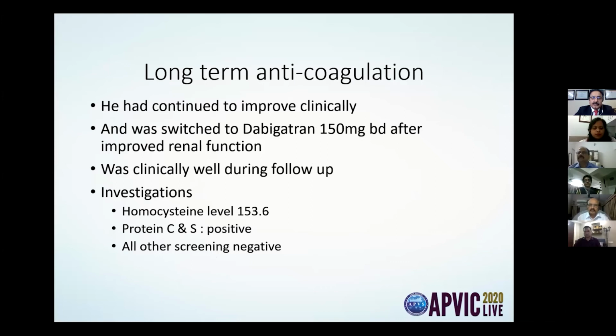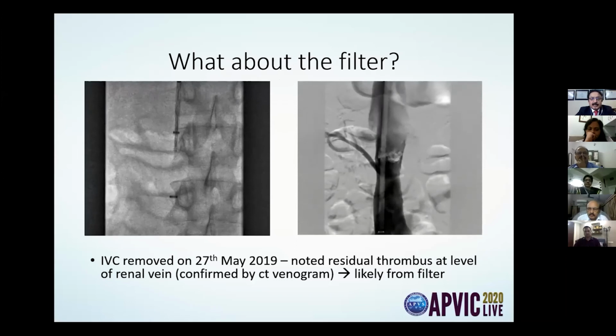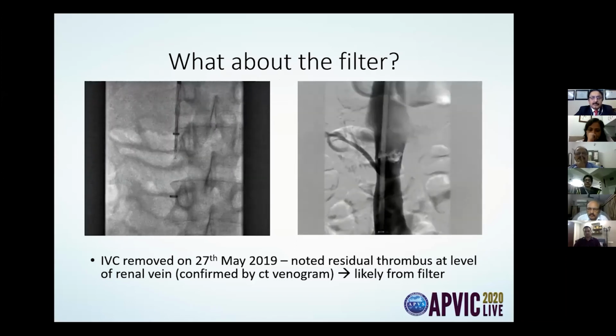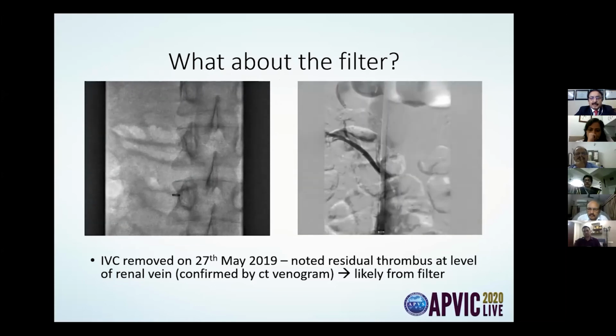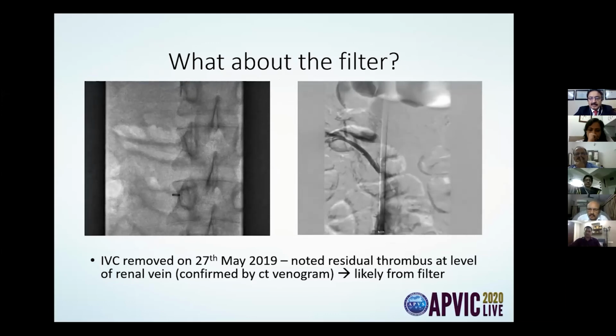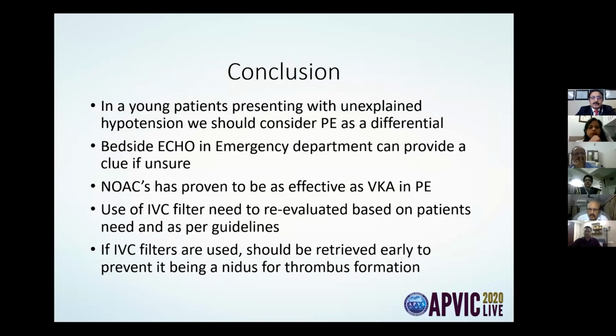What we found in this patient is that the homocysteine levels were very high. He had protein C and protein S deficiency, and all other screening parameters were negative. After about a month, when the patient was fine, we removed the IVC filter by taking a jugular approach. You can see the filter being taken out. We did note some residual thrombus at the level of the renal vein, which was confirmed by the CT venography, which was likely because of the filter. This patient has been followed up for more than a year now.